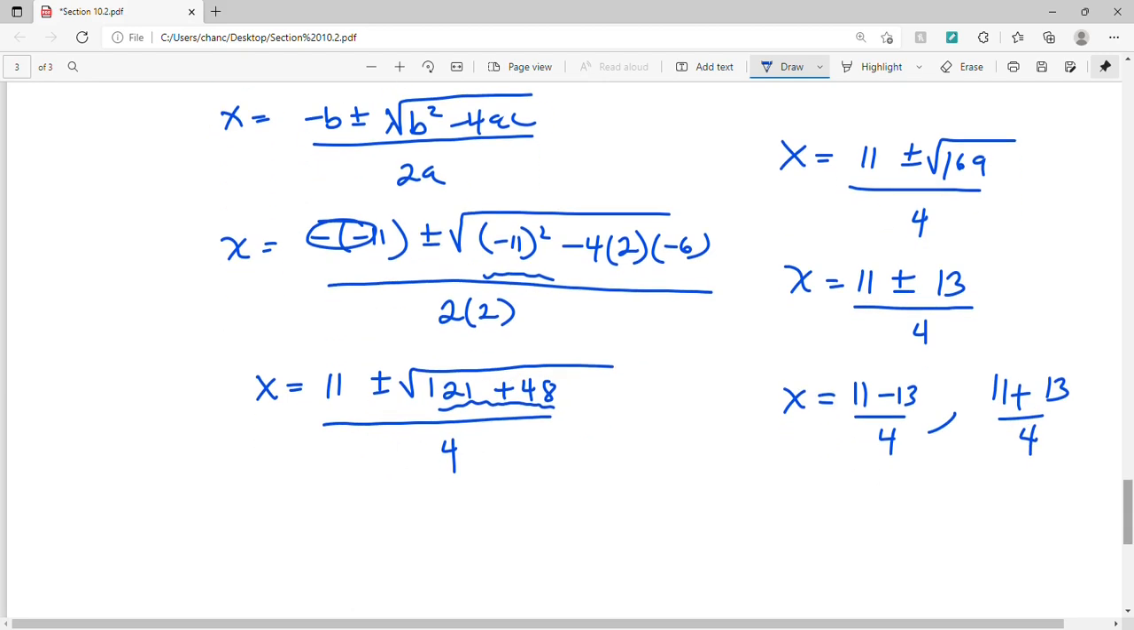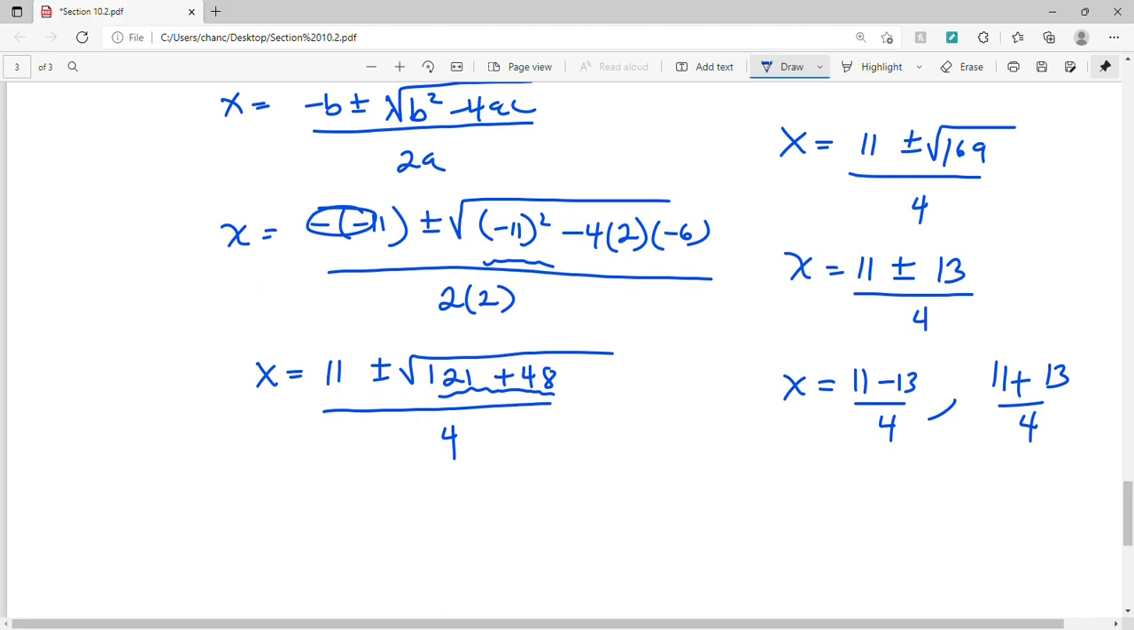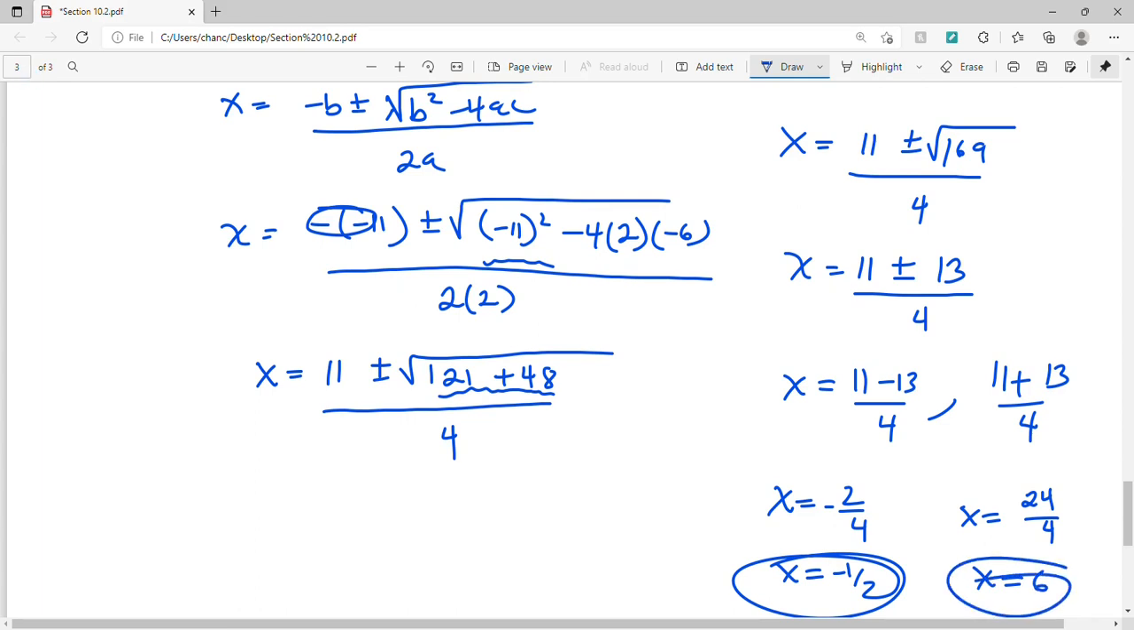So we have two solutions here. The first solution is 11 minus 13 divided by 4, so that's going to give us -2 over 4, which reduces to -1/2. And the other solution, 11 plus 13, which is 24 divided by 4, that's going to give us x equals 6. So two solutions here, x equals -1/2 and x equals 6.